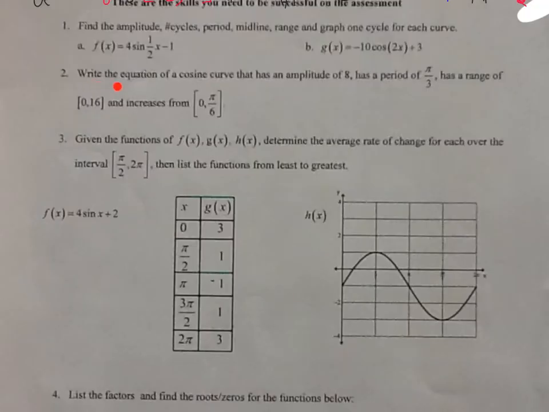Okay, so number 2 says to write the equation of a cosine curve that has an amplitude of 8, has a period of pi over 3, and has a range of 0 to 16, and it increases from 0 to pi over 6. All right, so since my amplitude is 8, that means my A is equal to 8. And they give us the period.